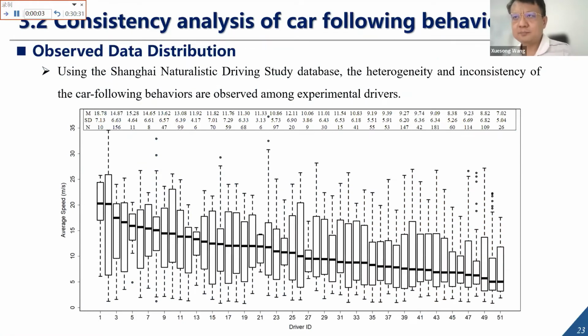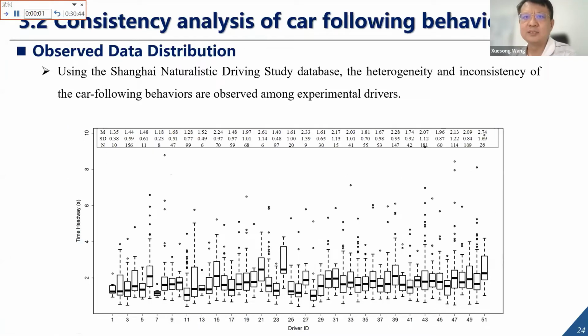Usually, people think drivers have different categories, like conservative, normal, and aggressive drivers. This makes a group for different types of drivers. Actually, from the NDS data in Shanghai, we found this may not be right. For example, the horizontal axis shows different driver IDs, and the y-axis is average speed. From this figure, we can see that for different drivers, the average speed is different. But for each driver, the range of speed is very big. So it's hard to say there are, particularly, 3 types of drivers, which is the same for time headway and for other car-following parameters.